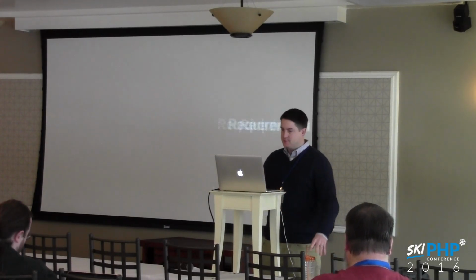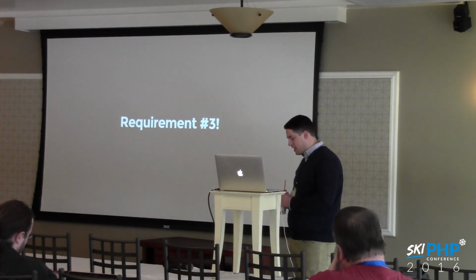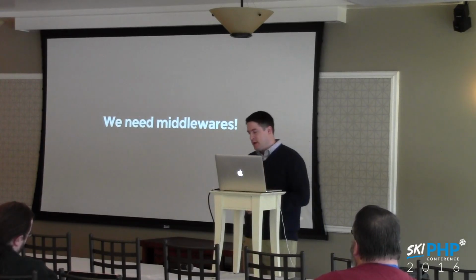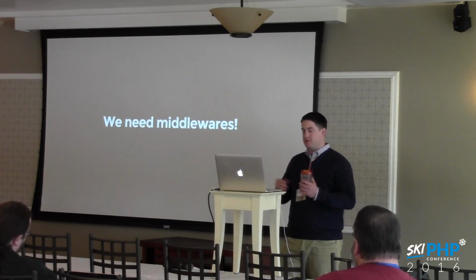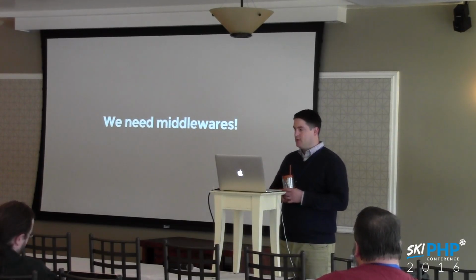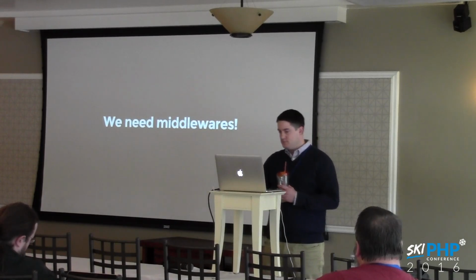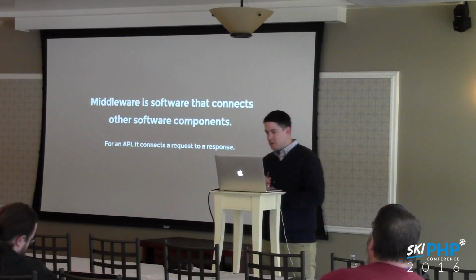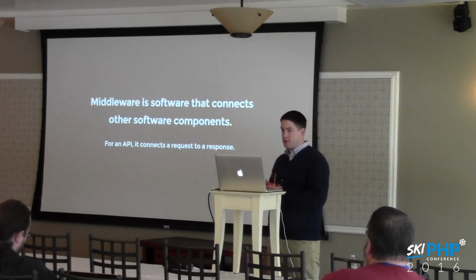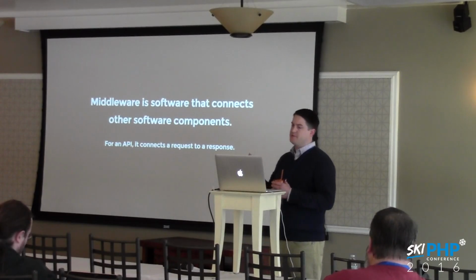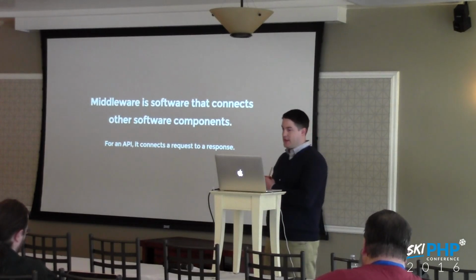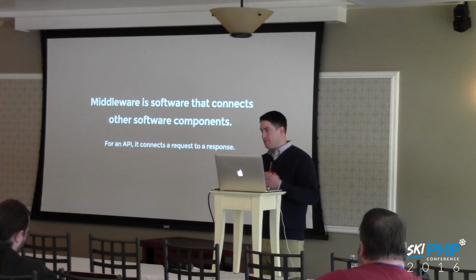So how are we going to do this? Well, we can finally come to requirement number 3 on our API framework, and that is we're going to use middlewares. And this now really is the reason for this presentation. We're going to talk about how middlewares make it real easy to put together an API and how we use them with micro frameworks. So a middleware is nothing but software that connects other software components. In terms of an API, what it's really going to do is connect that HTTP request to that HTTP response and do a whole bunch of stuff in between.